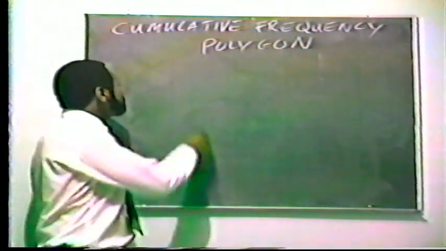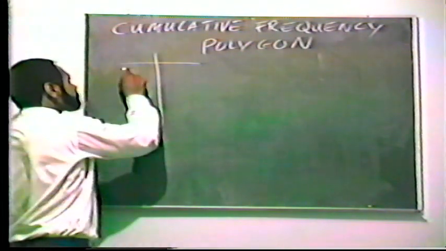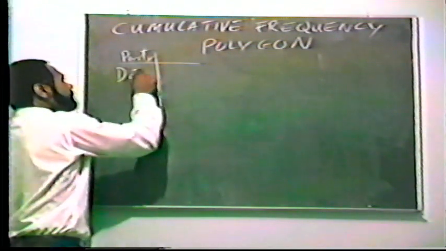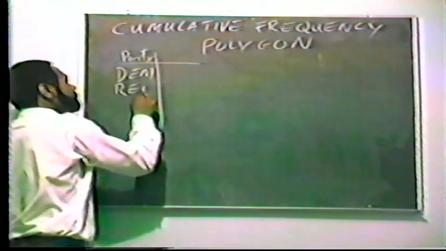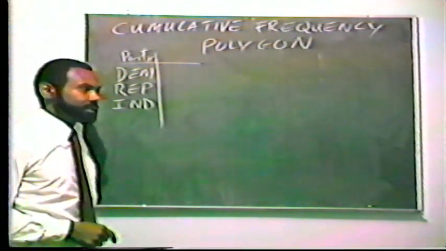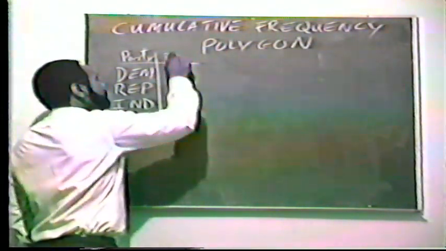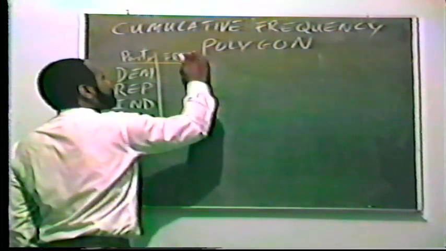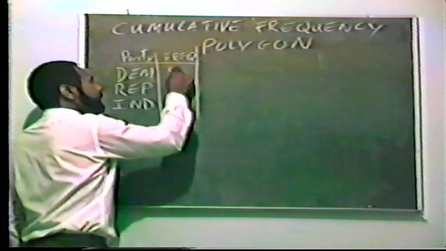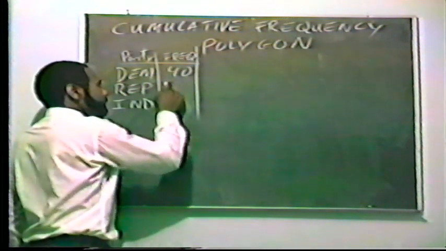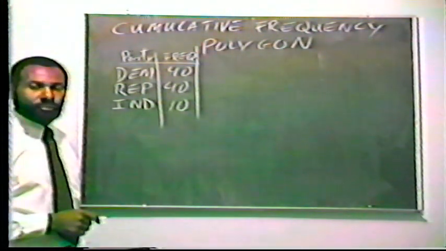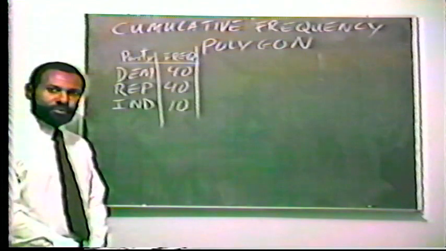If you recall, we said that we had Democrats, Republicans, and Independents. We said that we had those three groups in our sample. And we said that the frequency for the Democrats was 40, the frequency for the Republicans was 40, the frequency for the Independents was 10. Those were the frequencies for those groups.